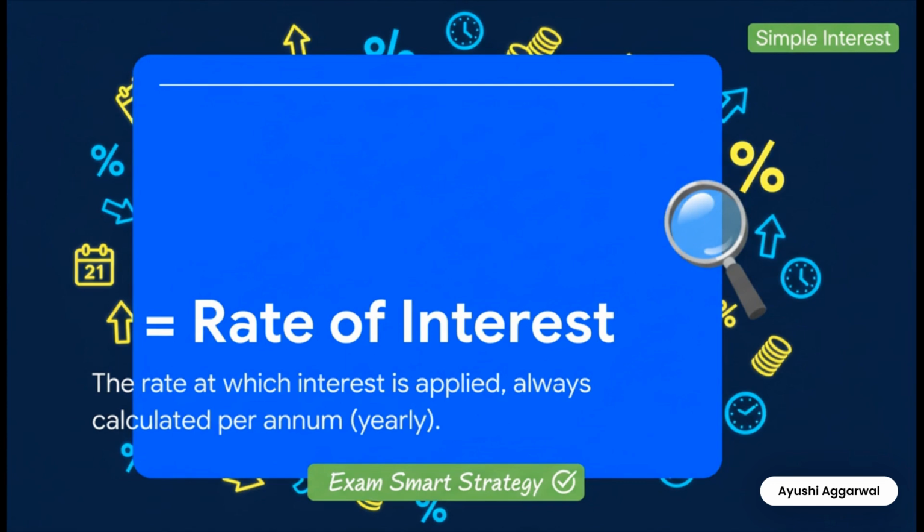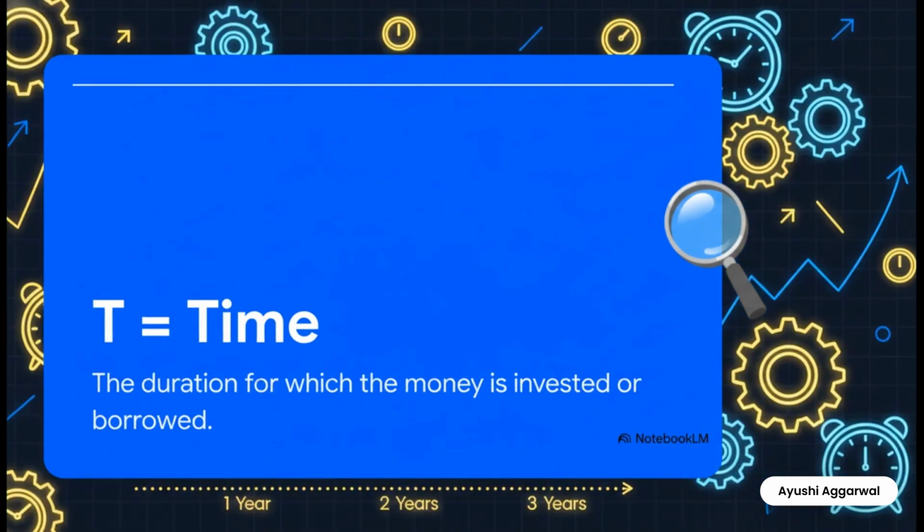Next up, we have R for rate of interest. This is just the percentage that decides how much interest you'll get or how much you'll have to pay. And here's a pro tip for your exams. Always assume it's per annum, which just means yearly, unless the question specifically tells you otherwise. Keep that in mind. And the final piece is T for, you guessed it, time.